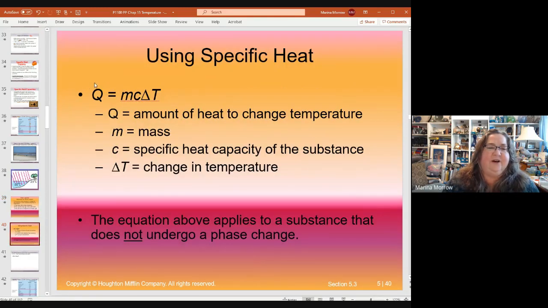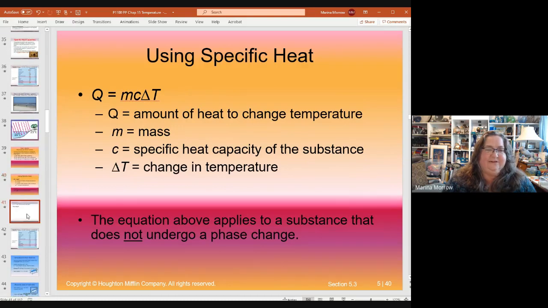So the formula is Q equals mc delta T, where Q represents heat energy, m is the mass, c is the letter we use for specific heat capacity, but don't confuse it with speed of light, which is another place we use the letter c. Like E equals mc squared, that's speed of light c, not specific heat capacity c. And the temperature change is delta T, right? So we put them all together with this nice formula, Q equals mc delta T.